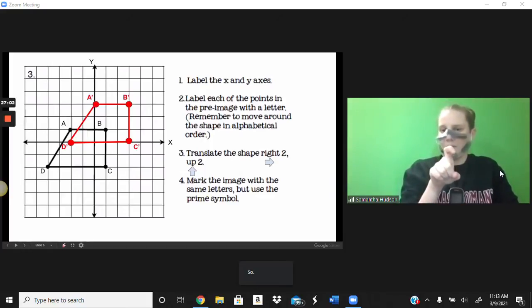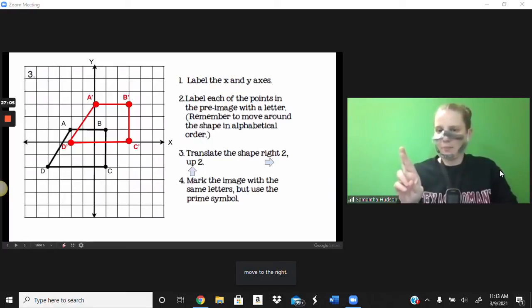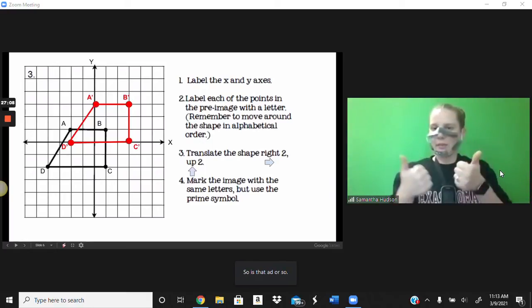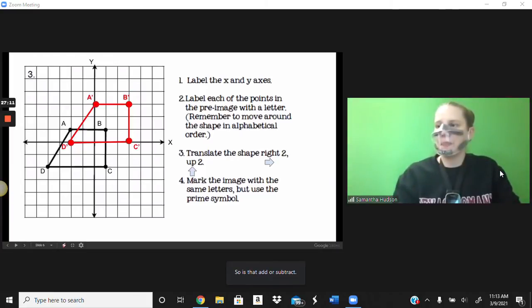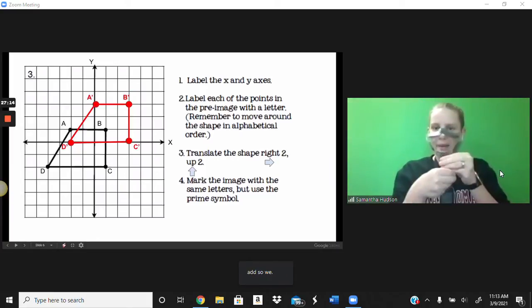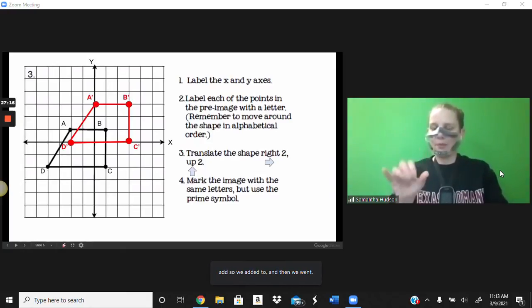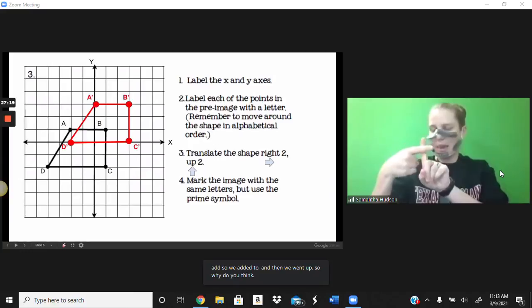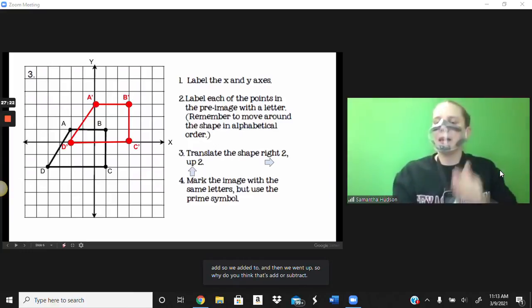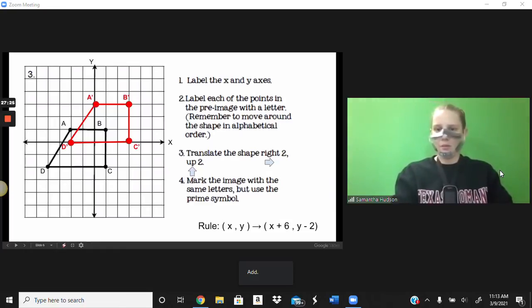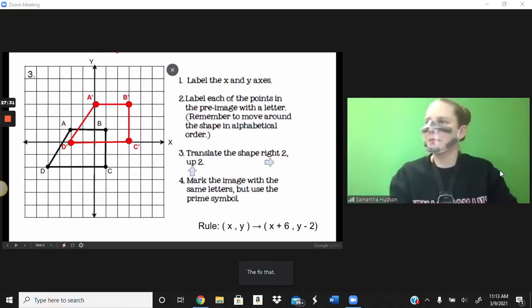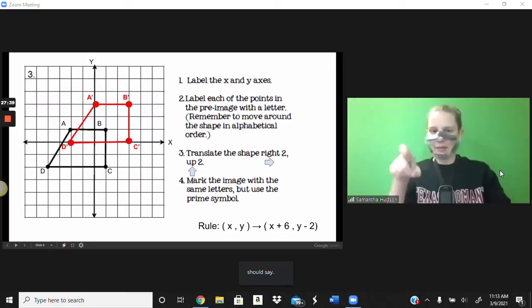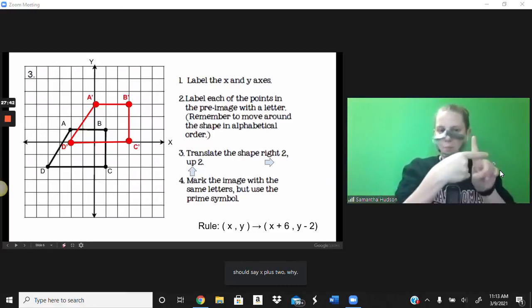So X moved to the right. So is that add or subtract? Add. So we added 2, and then we went up. So Y, do you think that's add or subtract? Add. Oh, whoops. I need to fix that. So it should say X plus 2, Y plus 2.